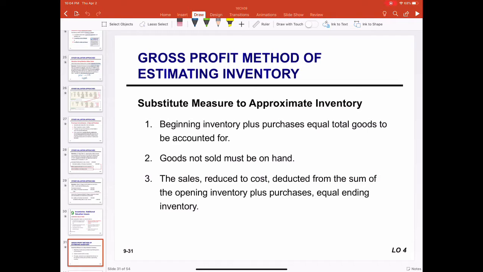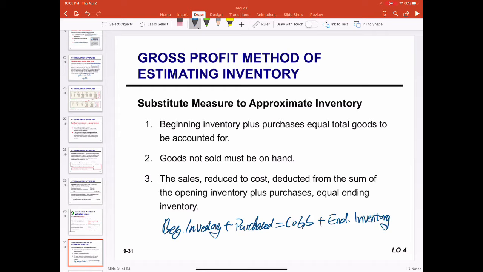We're going to use a very important equation. Beginning inventory plus purchases equals the cost of goods sold plus the ending balance of inventory. Both the beginning balance of inventory and purchases are available. If we know cost of goods sold, we can get the ending balance of inventory based on this equation.